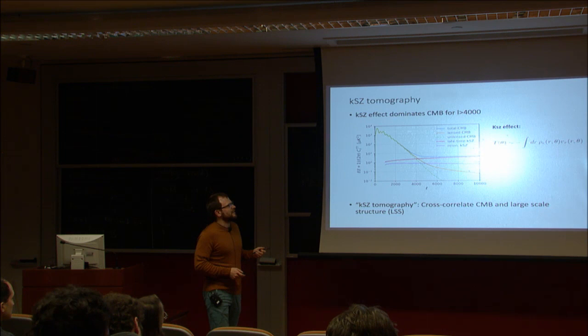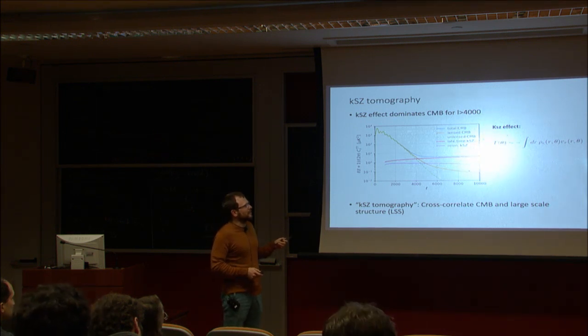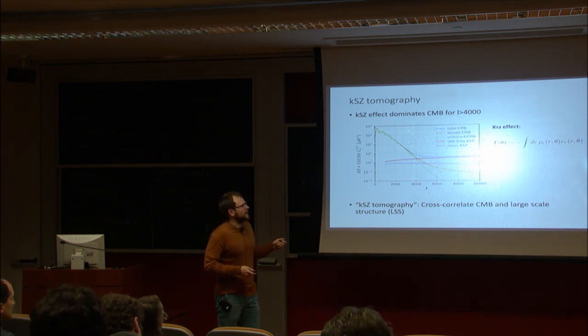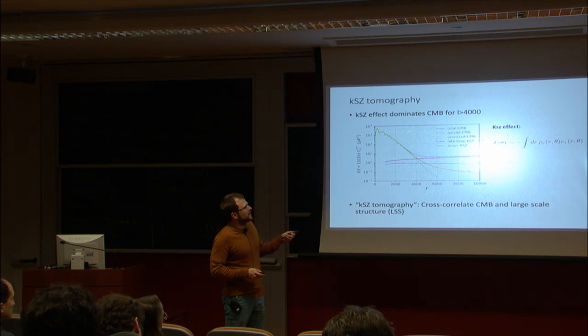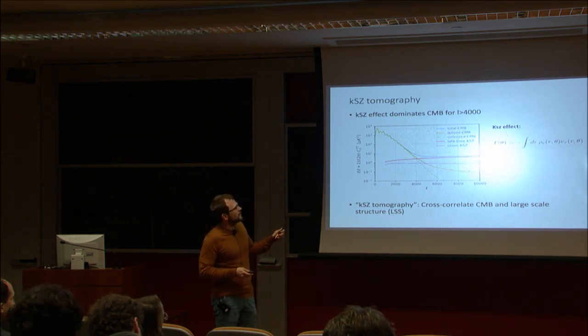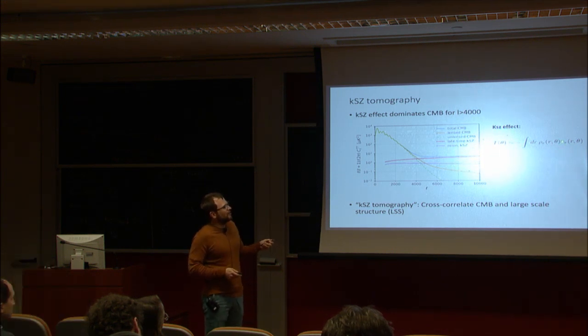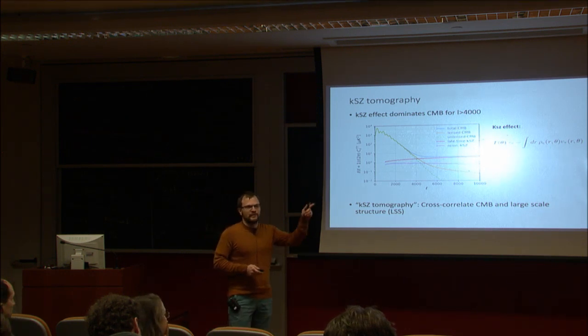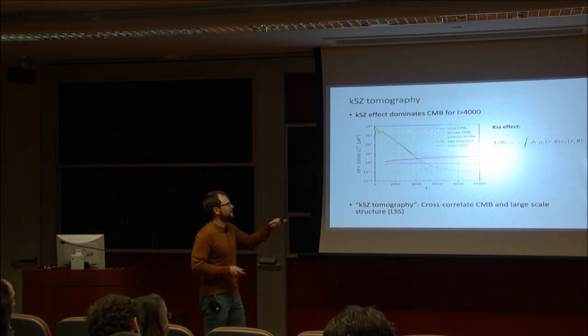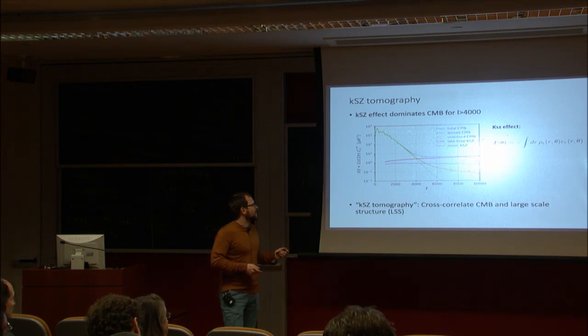And the kSZ effect is simply the rescattering of photons on moving electrons in the intergalactic medium, all moving electrons, and so it's proportional to, in one direction, the line of sight integral over the density of electrons times the radial velocity. So it's kind of a Doppler shift of the photons.